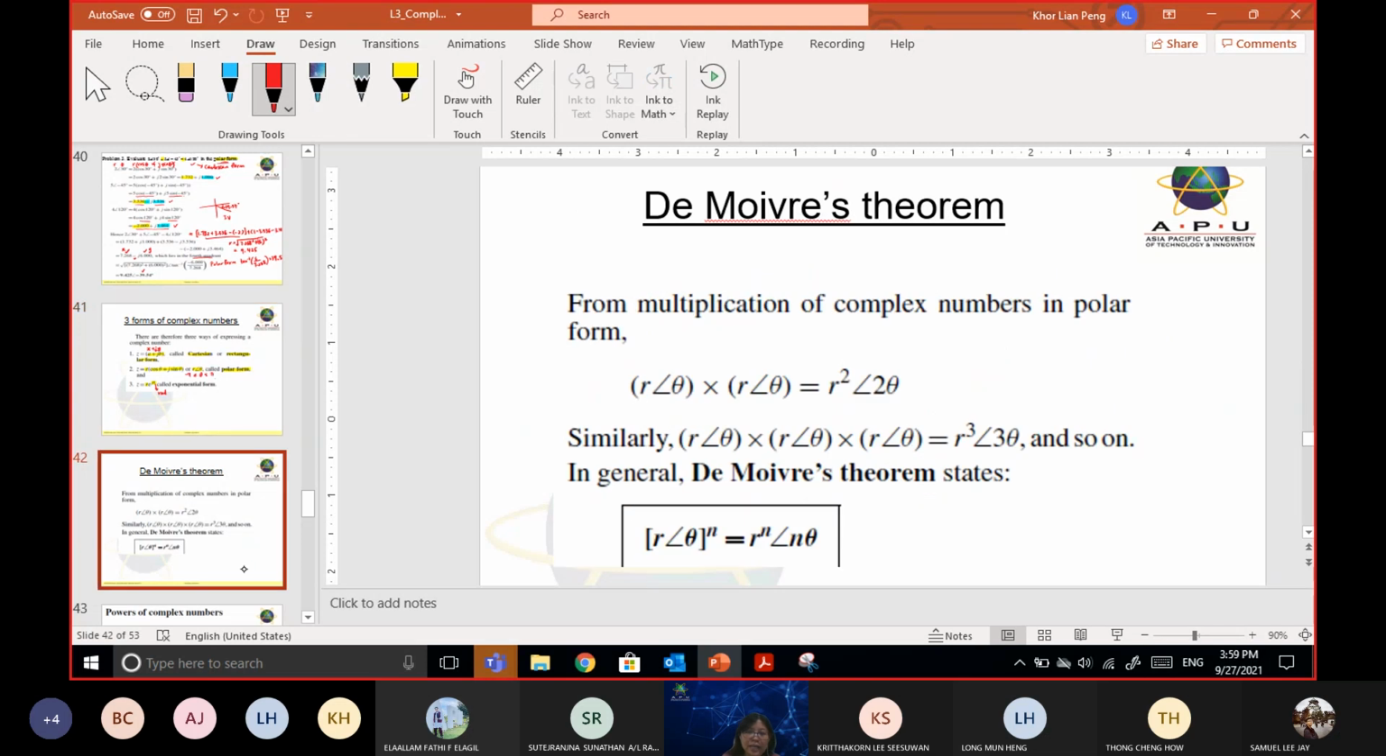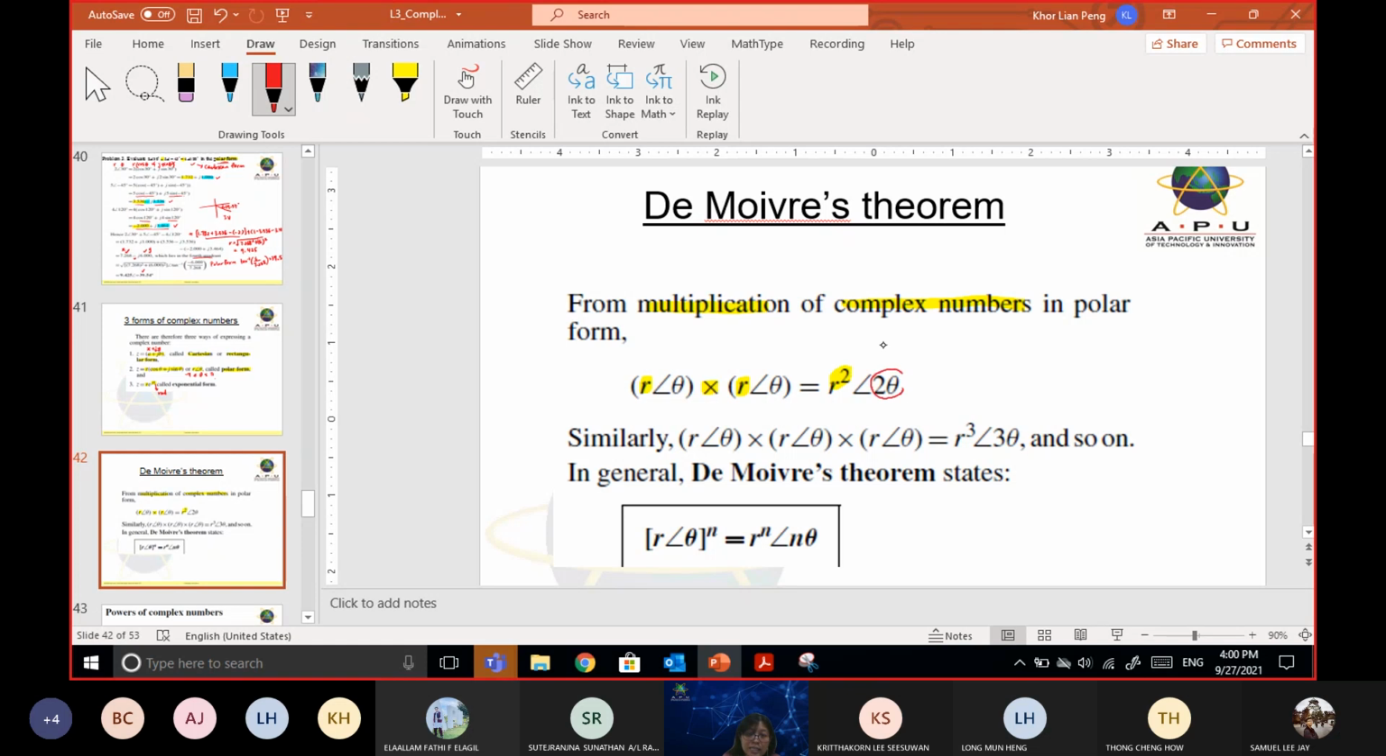Next is de Moivre's theorem. What is de Moivre's theorem? It will be useful if we want to evaluate the power of complex numbers. Just now we already went through multiplication of complex numbers, where we can apply the rule. When we want to multiply, what happens to our r? We take r times r, so if it's the same complex number, r times r gives you r squared. Then what happens to the theta?